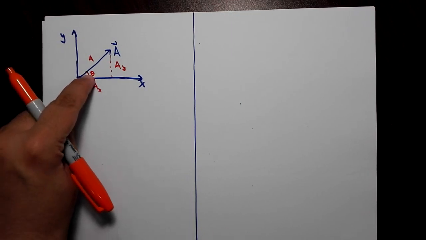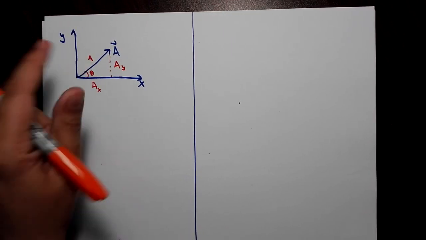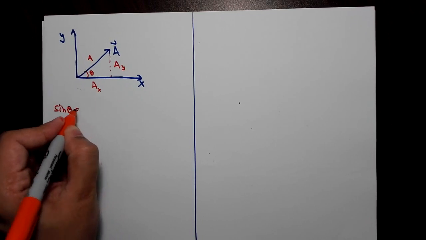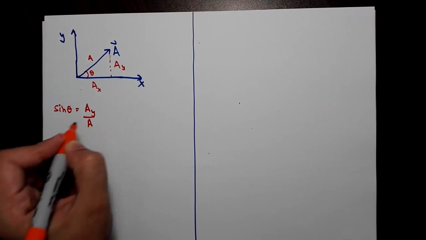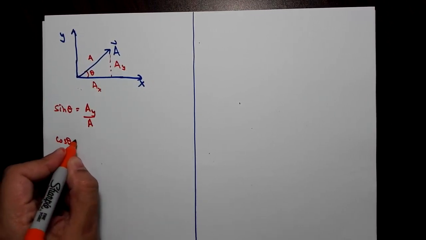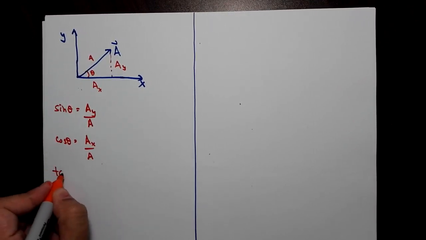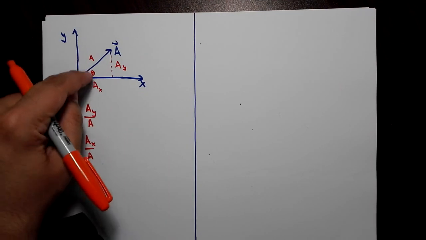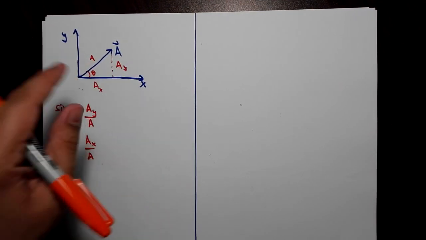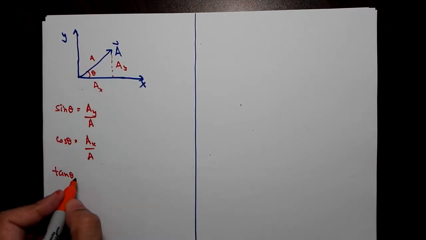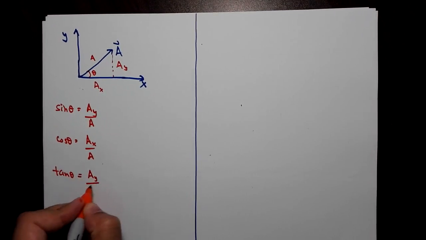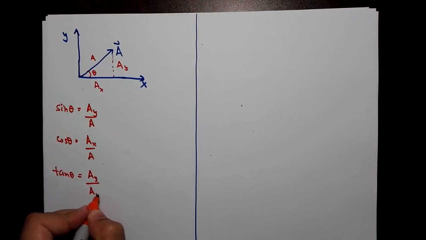So the sine of this angle is this divided by this. So sine theta is AY divided by A. Cosine theta is AX divided by A. And tangent theta is this divided by this. So you get tangent theta equals AY divided by AX.